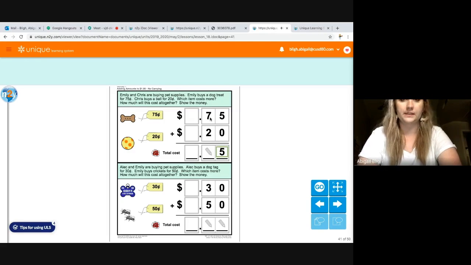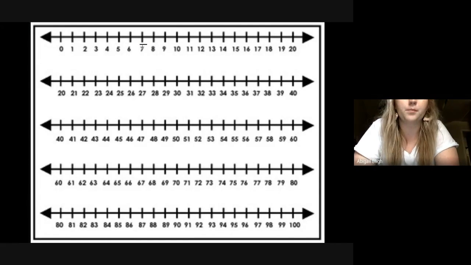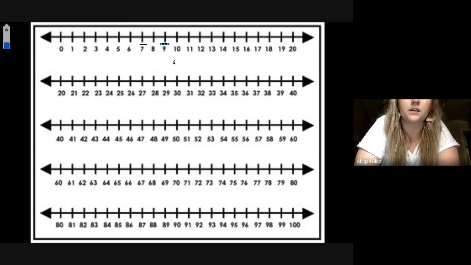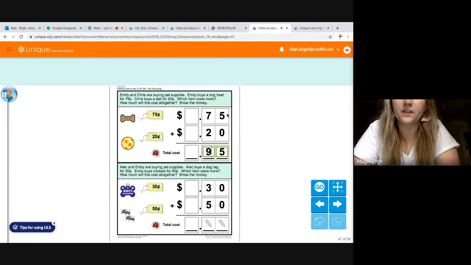Okay, now I'm moving to this side. I'm going to add 7 and 2 on my number line. 7, and I'm going to jump up 2. Starting at 7, count with me. 1, 2. Where did I end up? I ended up on 9. So 7 plus 2 is 9. So 75 cents plus 20 cents is 95 cents.